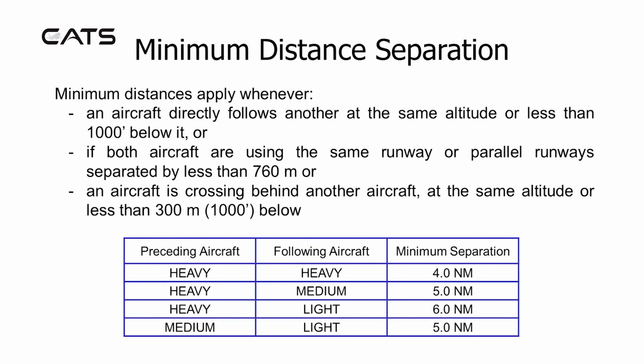Minimum distances apply whenever an aircraft directly follows another at the same altitude or less than 1,000 feet below it, or if both aircraft are using the same runway or parallel runways separated by less than 760 meters, or an aircraft is crossing behind an aircraft at the same altitude or less than 1,000 feet below. If a heavy aircraft is following heavy, the minimum separation is 4 nautical miles. Medium following heavy is 5 nautical miles, light following heavy 6 nautical miles, and light following medium 5 nautical miles.